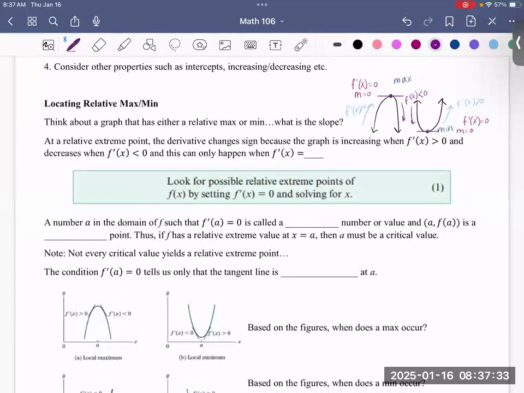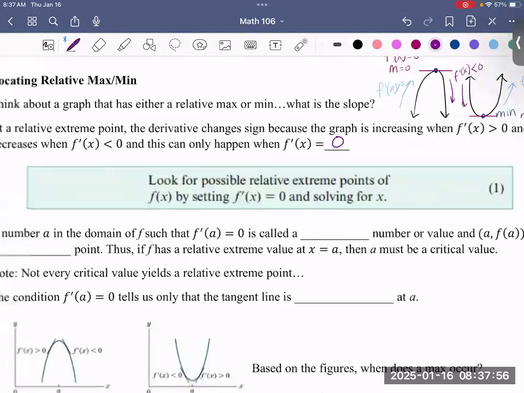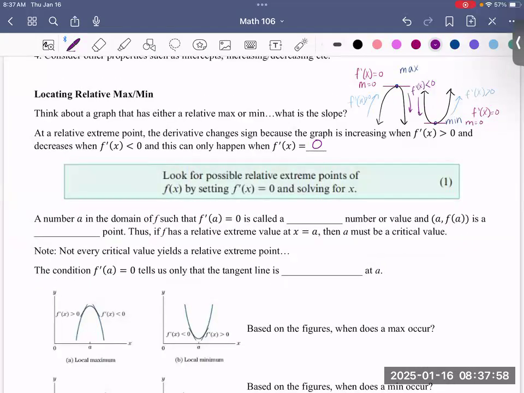And that's exactly what it says down here. At a relative extrema point, the derivative changes sign, because the graph is increasing when the first derivative is greater than 0, so it's positive, and it decreases when it's negative, or less than 0. Now, this can only happen when your first derivative is equal to 0, so we have some sort of a switch or a change in direction. It says, look at the possible relative extrema points for f of x by setting your first derivative equal to 0 and solving.